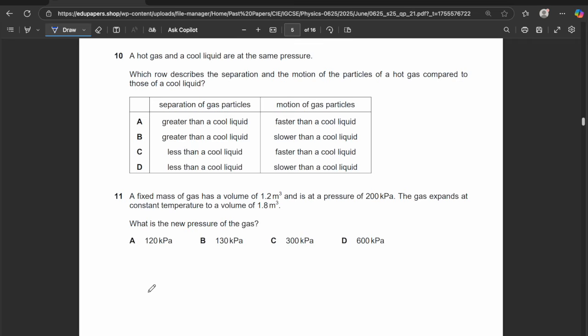10. A hot gas and a cool liquid are at the same pressure. Which row describes the separation and the motion of the particles of a hot gas compared to those of a cool liquid? So you have to consider the same pressure. Separation of gas particles: obviously, the gas particles are more free. They are free to move, they just wander around. So separation is definitely greater. And motion of gas particles, because they're gases, they have more energy, so it will also be faster.